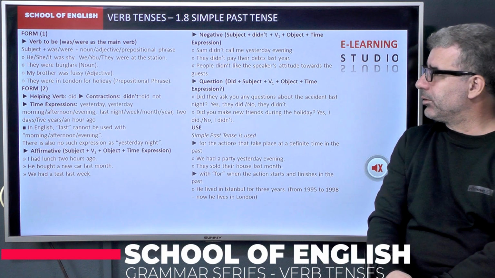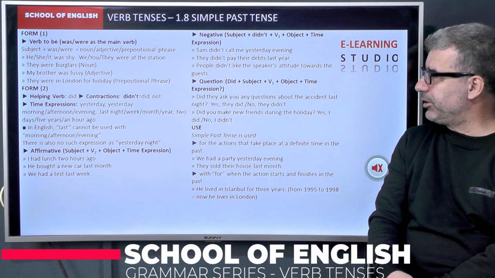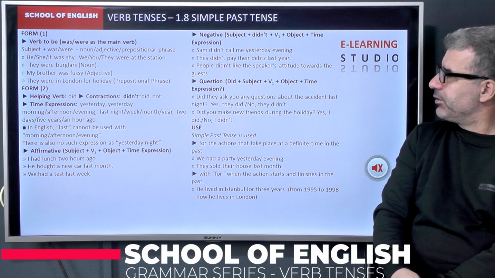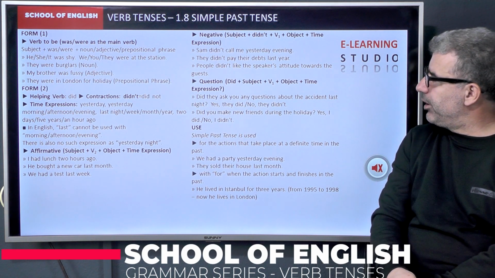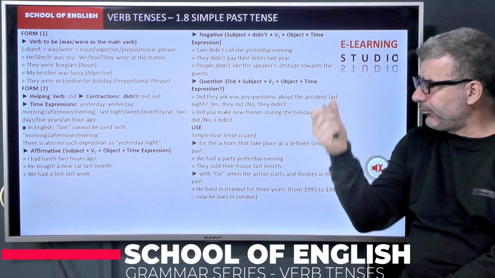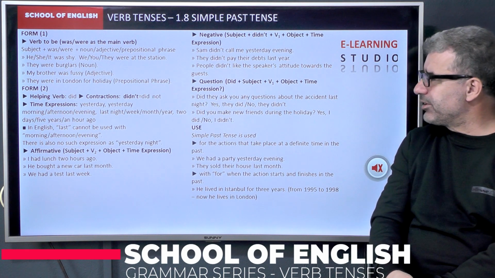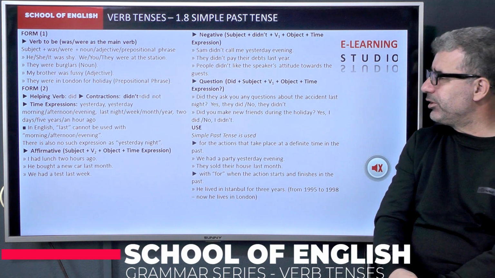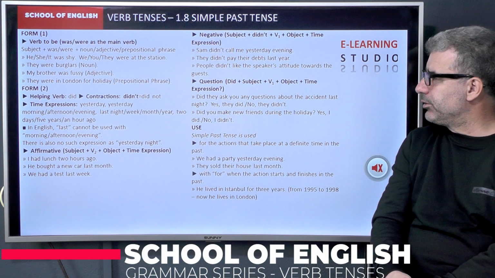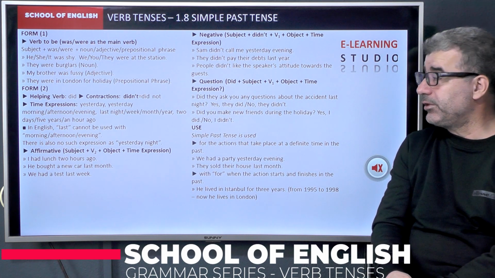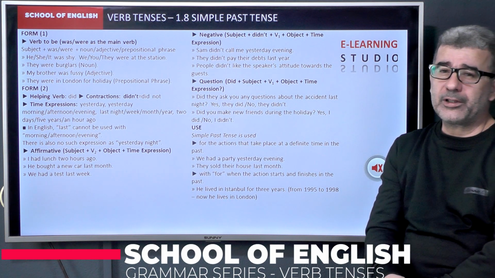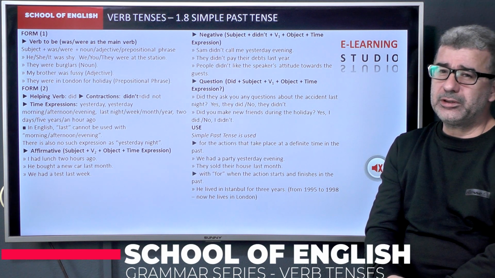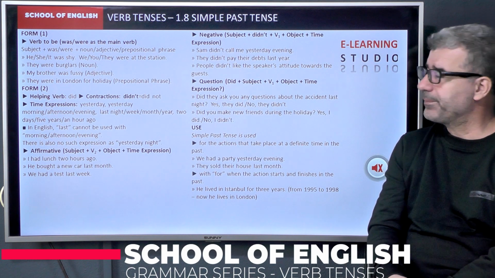Okay. We use did at the beginning when forming questions. Did they ask you any questions about the accident last night? About short answers: yes, they did for affirmative ones. No, they didn't for negative ones. Did you make new friends during the holiday? Yes, I did. Or if it's negative, no, I didn't. That's it for the formation of simple past tense.